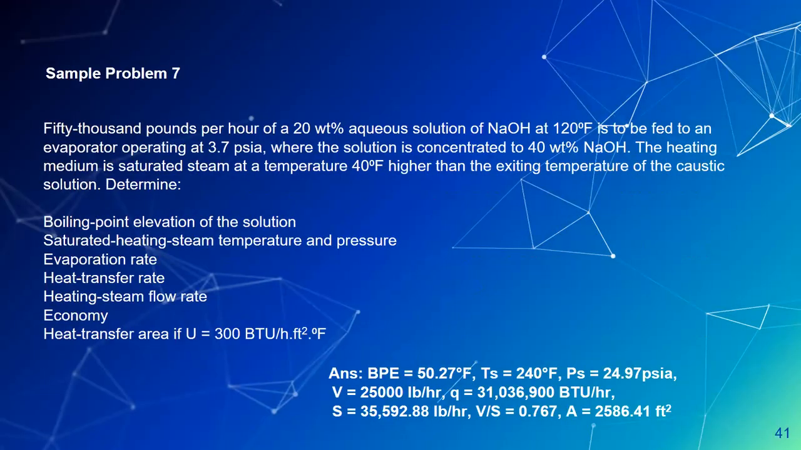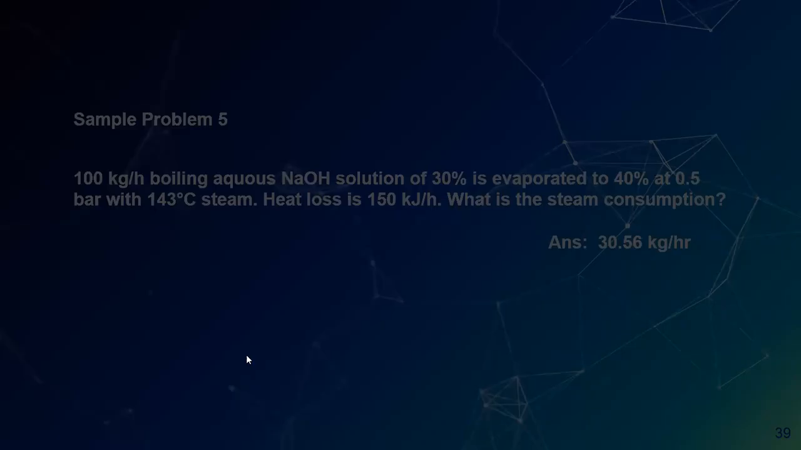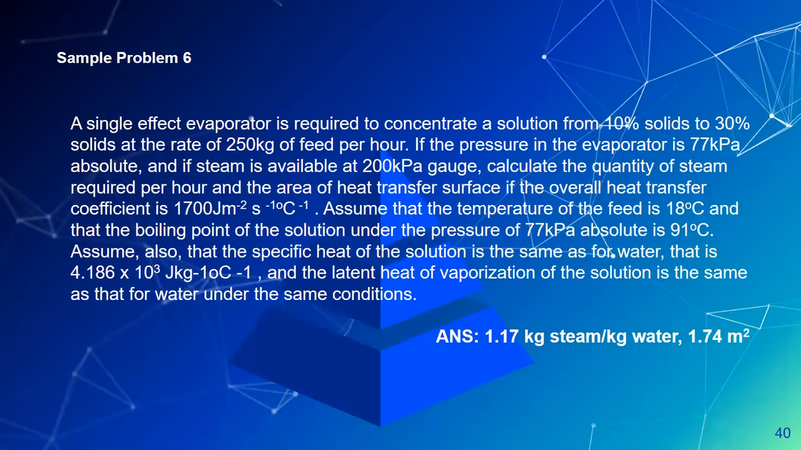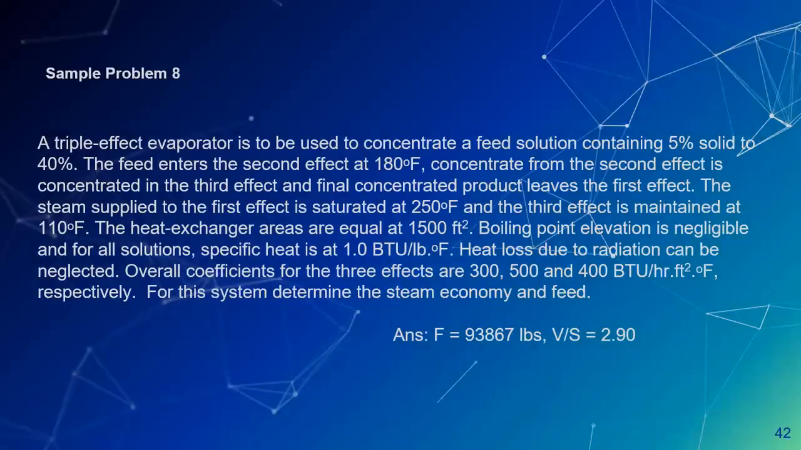For number 7, you have 50,000 per hour of a 28% aqueous solution of NaOH. It's already 28%, so this has to consider boiling point elevation, as the first question already does. And since this is also single effect, just like 6 and 5, you may do this on your spare time so that we can go to this one.